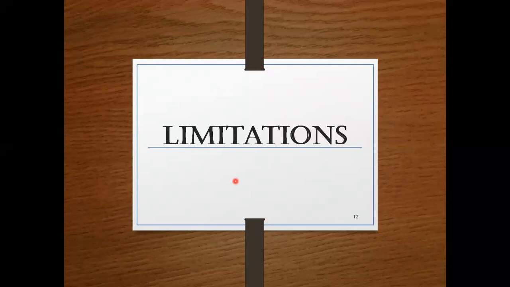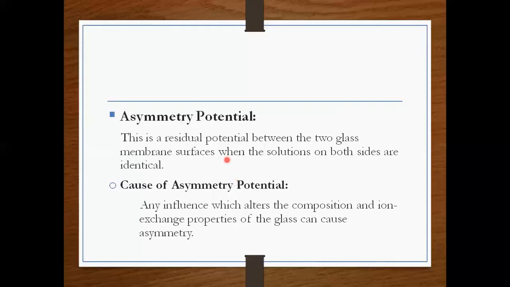Now moving towards the limitations in the measurement of the glass pH electrode. So the first one is the asymmetric potential. This is a residual potential between the two glass membrane surfaces when the solutions on both sides are identical.